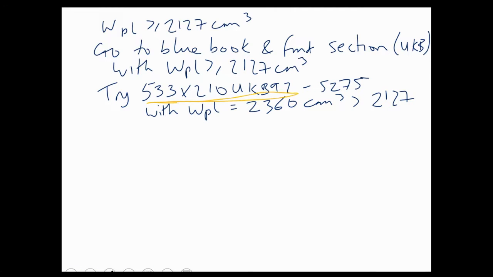That means our bending should be fine because we're trying a 533 by 210 UKB that weighs 92 kilograms for every meter. So that's what we're going to trial. Then from the blue book, we're going to get all the different parameters that we need. To classify the section, we first have to get the thickness of the flange. So from the blue book, we get the parameters.